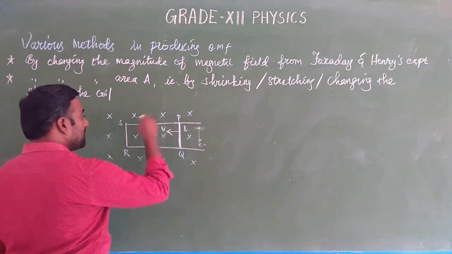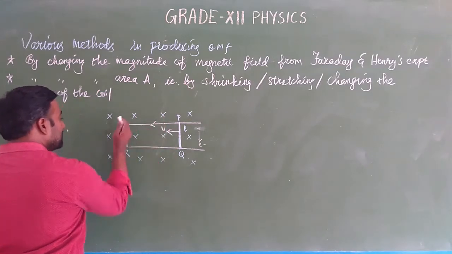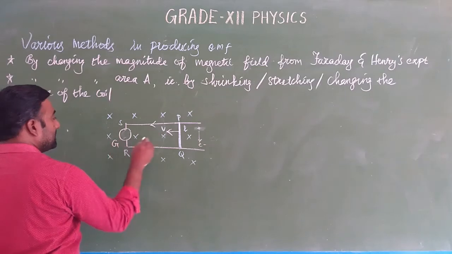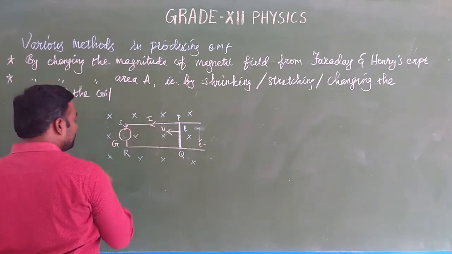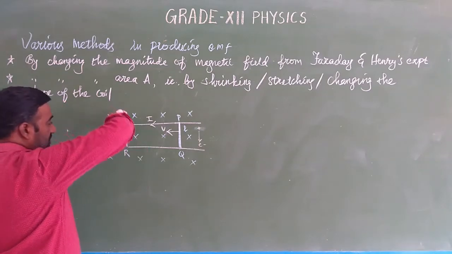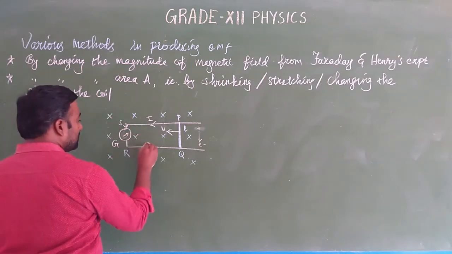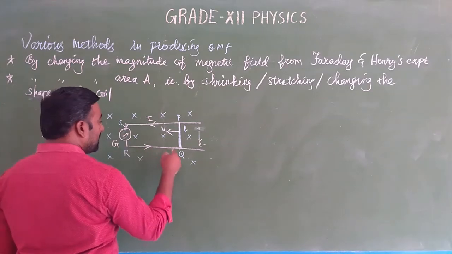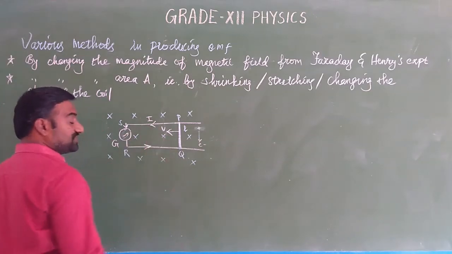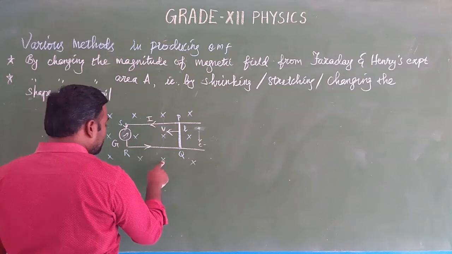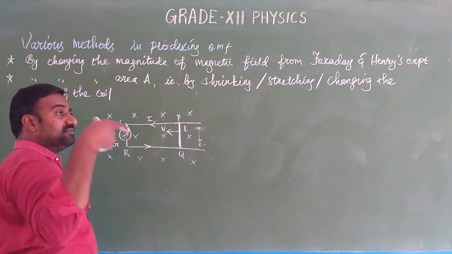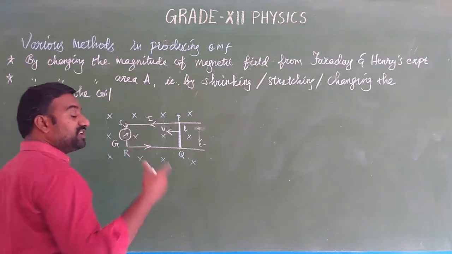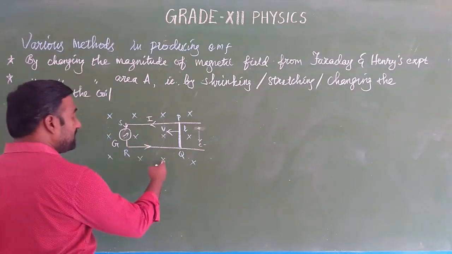The corresponding current is induced in the circuit, and additionally we attach the galvanometer here. This is the direction of the induced current, so the galvanometer shows deflection, and the electron moves in the opposite direction. The cross indicates the uniform magnetic field, which is directed perpendicular to the plane of the paper, so it's into the plane.